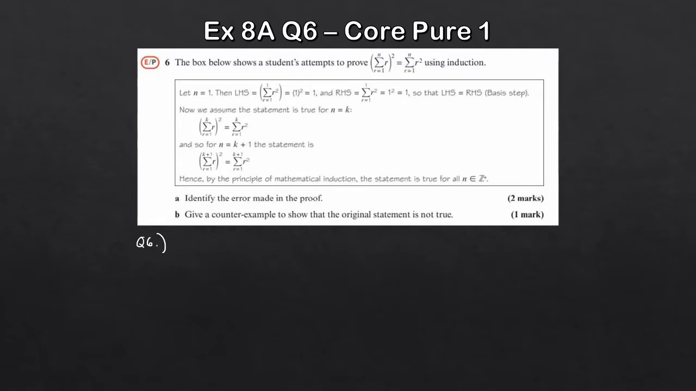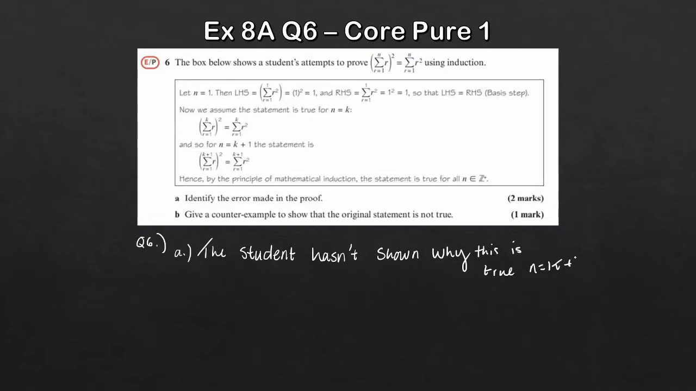So we go on to the final step of a proof by induction here, where we normally let n equal k plus 1, and they do here, but you have to show yourself why this is true for n equals k plus 1. You can't just assume it, which is essentially what's been done here. So what we'd say is, for part A, the student hasn't shown why this is true for n equals k plus 1. You can't just plug in n equals k plus 1 and just assume it's true. You have to show why. So that'd be the error there.